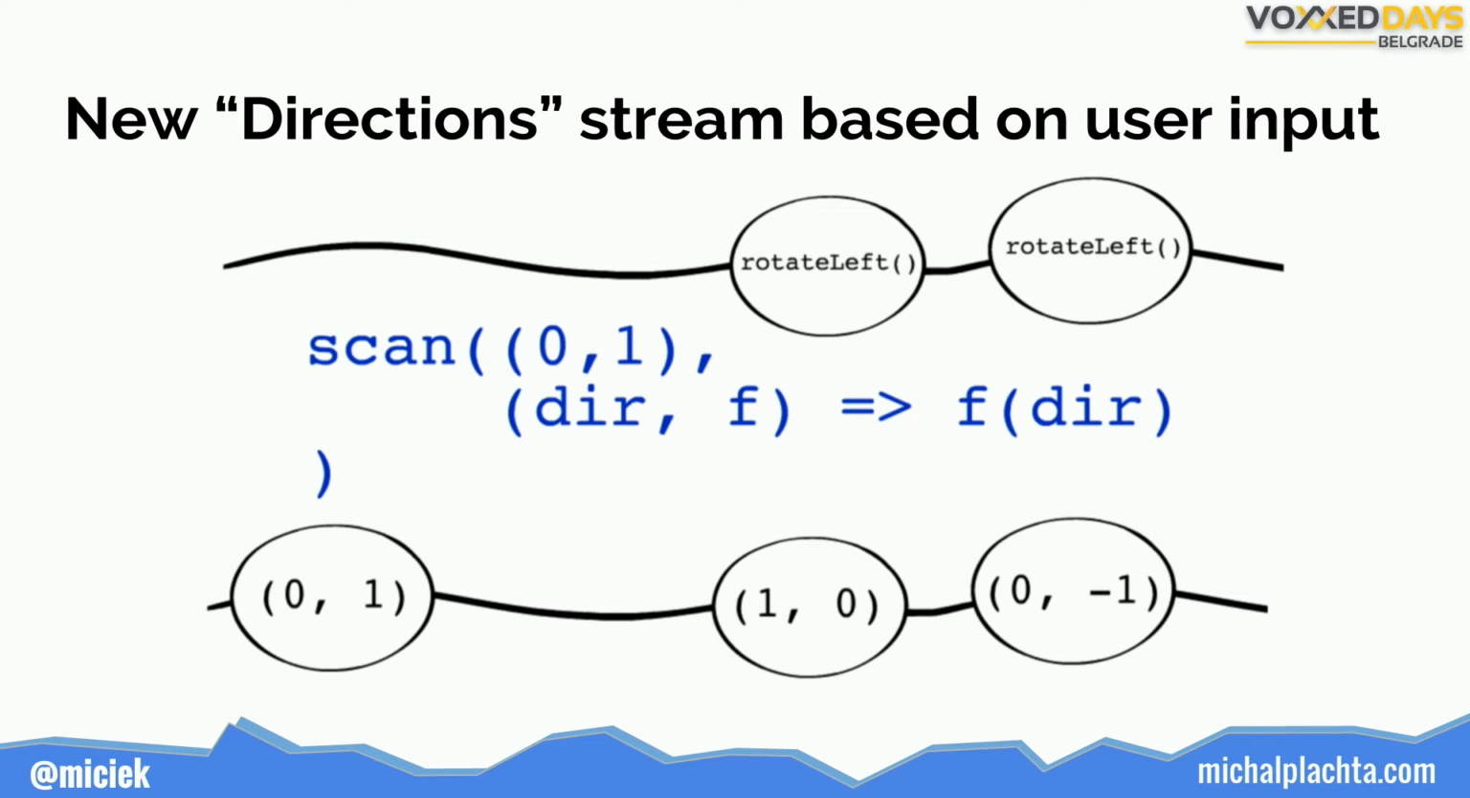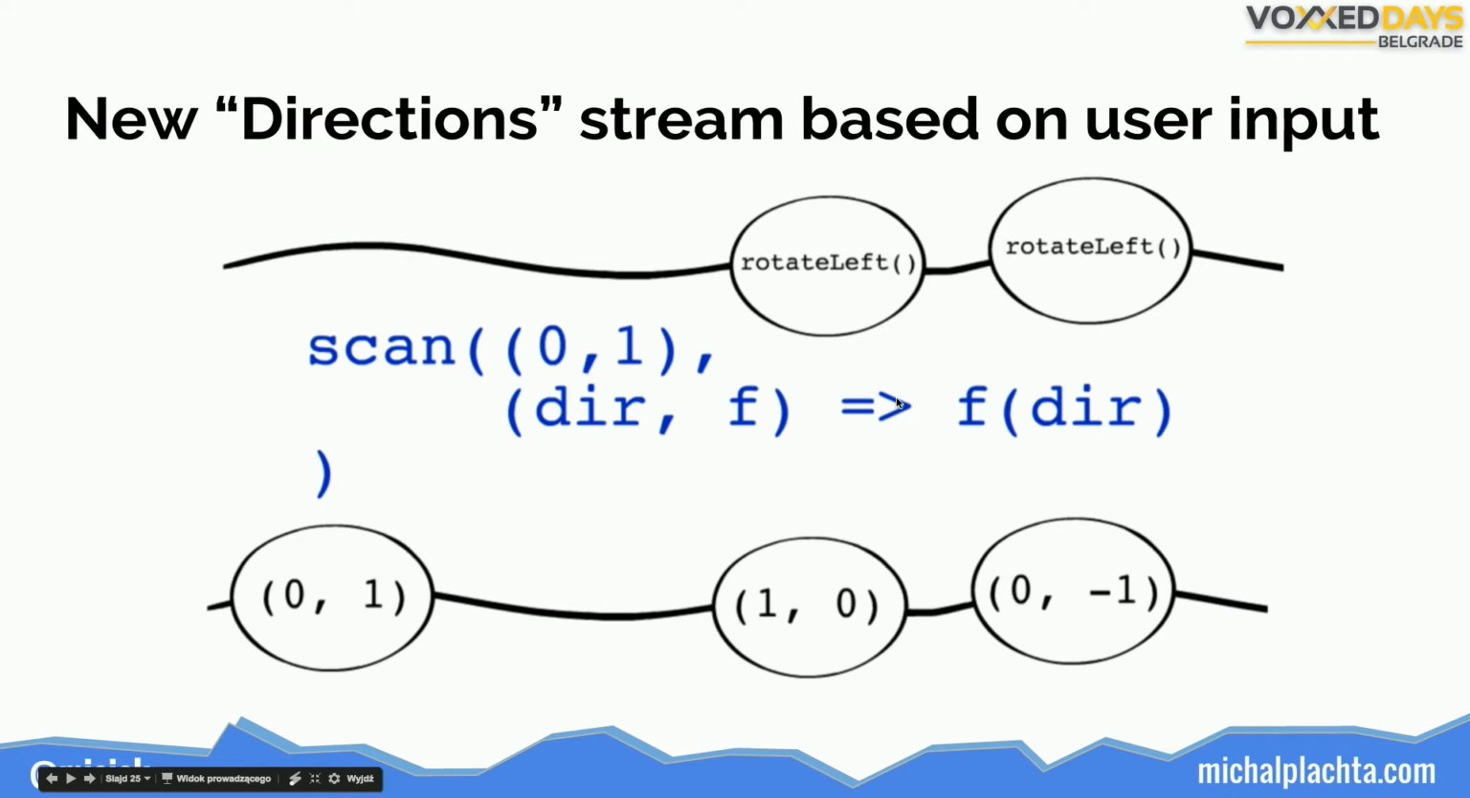And please pay attention to the slide. What scan does is it accumulates values. This is our initial value, so this is our initial direction, 0, 1, as before. But right now, anytime something appears in the input stream, which is action stream, we know that action stream conveys functions. So f, whenever something appears here, it's passed to this function as f. And the dir is our current accumulator value, which is initialized with 0, 1.